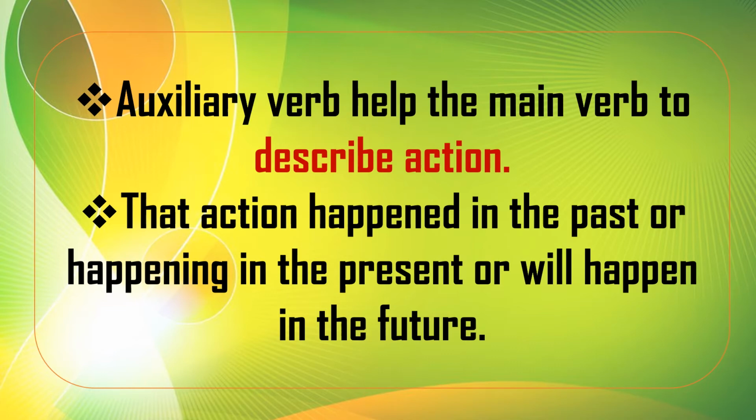Two things we have learned about the auxiliary verb here. An auxiliary verb helps the main verb to describe the action. Secondly, it shows us whether that action has happened in the past or is happening now in the present or will happen in the future. So it defines, it decides the tense of the sentence.